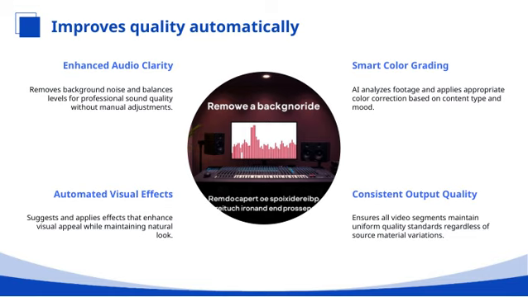Next, we have smart color grading. The AI analyzes your footage and applies the right color corrections based on the content and the mood you're aiming for. This ensures your visuals are consistent and visually appealing, no matter the original source. Moving on, automated visual effects make your videos stand out by suggesting and applying effects that enhance visual appeal. And importantly, these effects are chosen to maintain a natural look, so your videos don't feel overly processed.